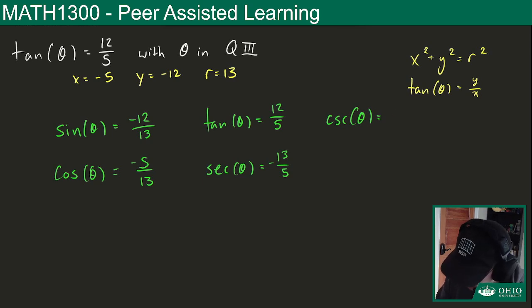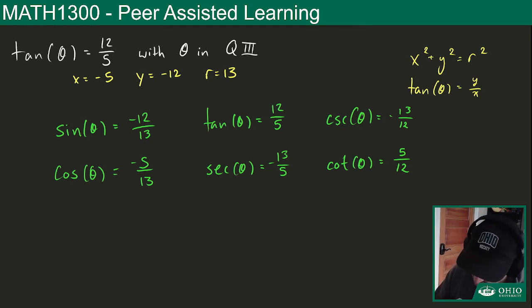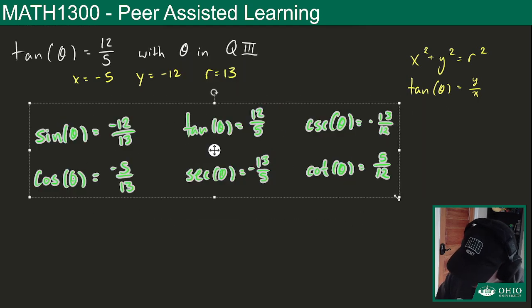Cosecant is the reciprocal of sine. Oh, whoops, did I mess something up? Sorry. I get them mixed up sometimes. The reciprocal of sine is negative 13 over 12. There we go. And then cotangent of theta is x over y, and that's the reciprocal of tangent. Both will end up being positive. And so those are the six values of our trig functions, and that is the solution to our problem.